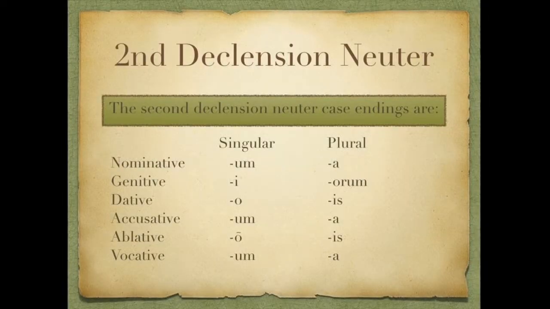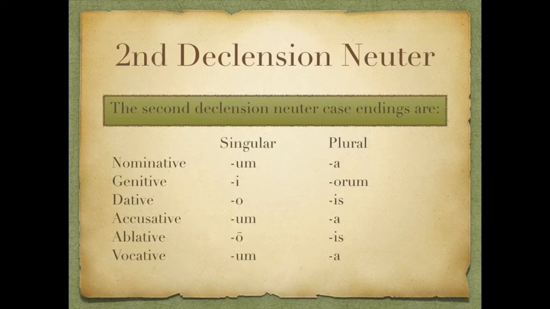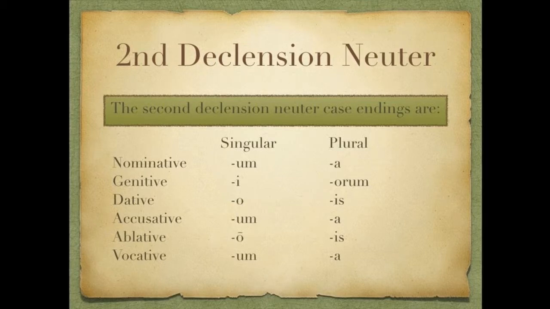So the good news is most of the endings are very much similar to what we saw with the masculines. The nominative singular is different, ending in um. Genitive is i. Dative is o. Accusative um. Ablative long o. And vocative um. Then we go to the plural. Nominative plural is a. Genitive plural orum, dative plural is, accusative plural a, ablative plural is, and vocative plural a. So we notice the main differences are the nominative, accusative, and vocative, both singular and plural.